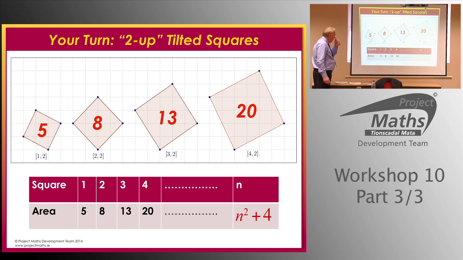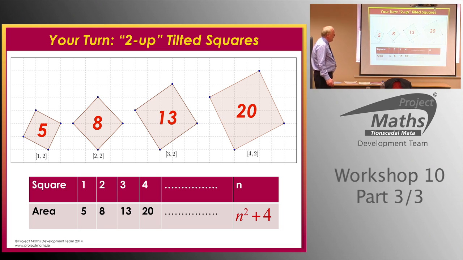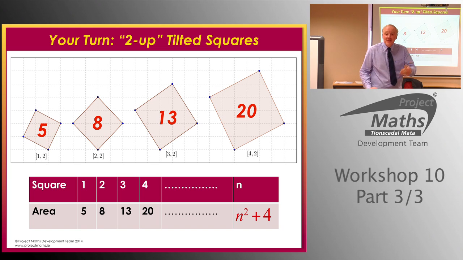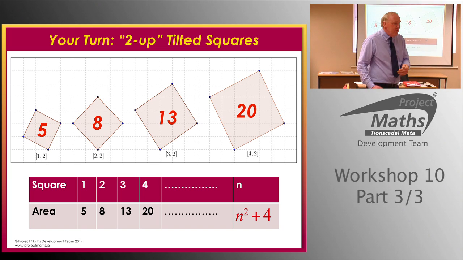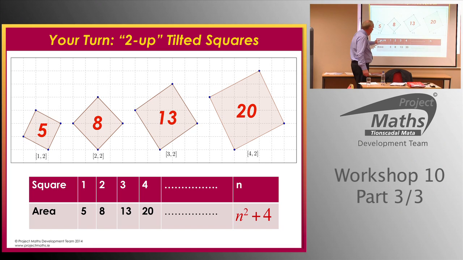Now, when you go 1 along, 2 up, you get 5. Remember, that's the same as 2 along, 1 up. 2 along, 2 up was 8, 3 along, 2 up was 13, and then 4 along, 2 up is 20. So you're likely to get what kind of an answer now for this one? n squared plus 2, given that the last one was n squared plus 1. And of course, we're going to try now and say, right, 1 squared plus what gives me 5?